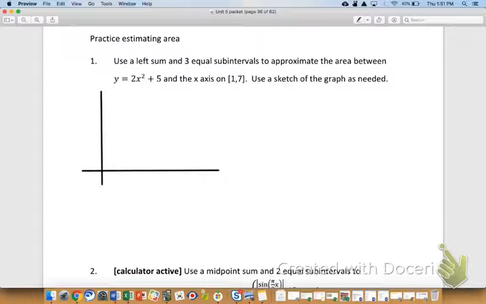So you guys okay with that being a parabola? 2x squared plus 5? It's been shifted up 5. I'm only concerned about the interval from 1 to 7, so I'm going to just try to sketch in this right half. I know it should be taller and skinnier, but I'm going to really zoom in here just so I have a little bit of room to work. The interval is from 1 to 7.